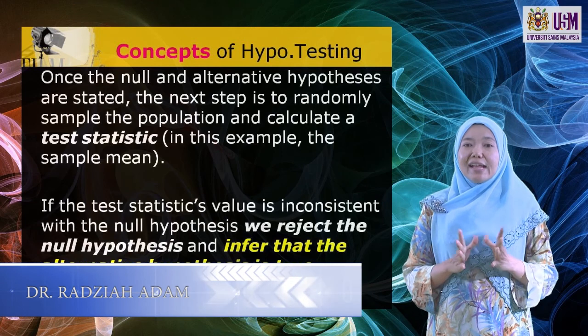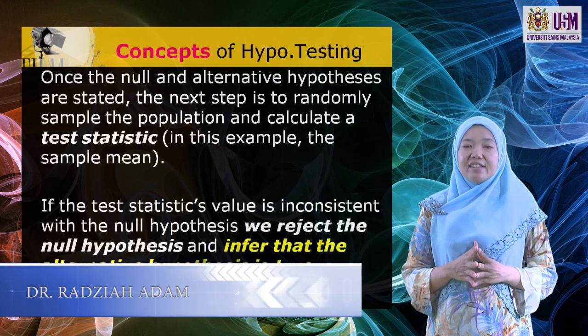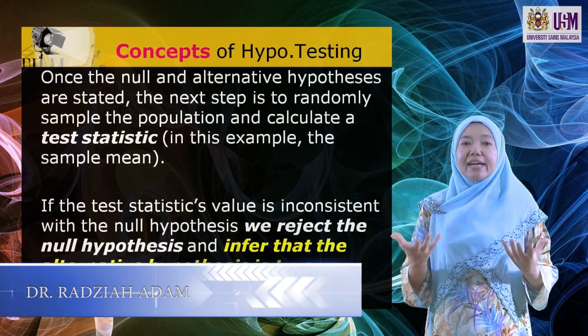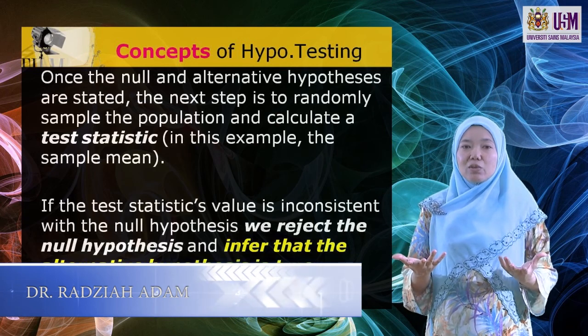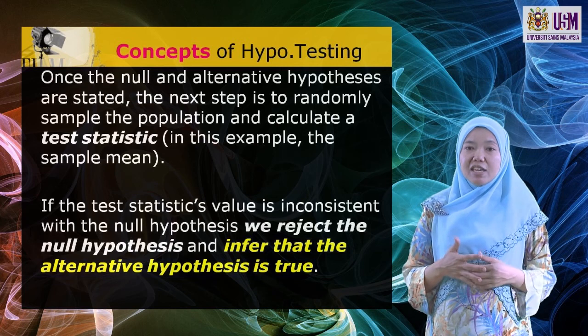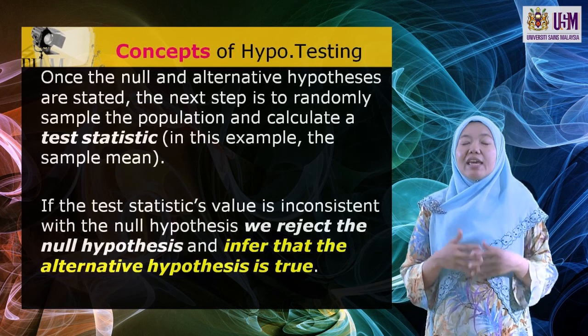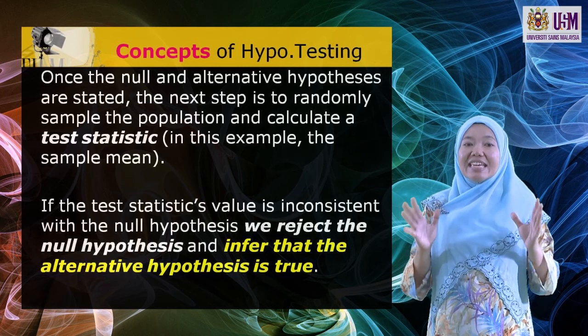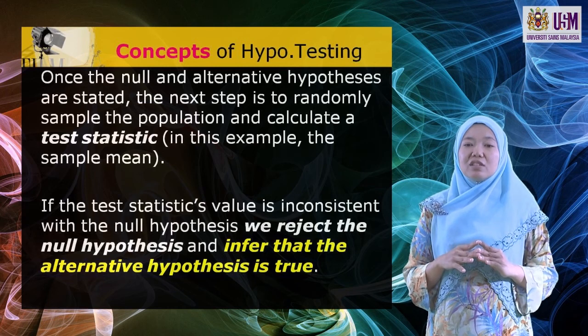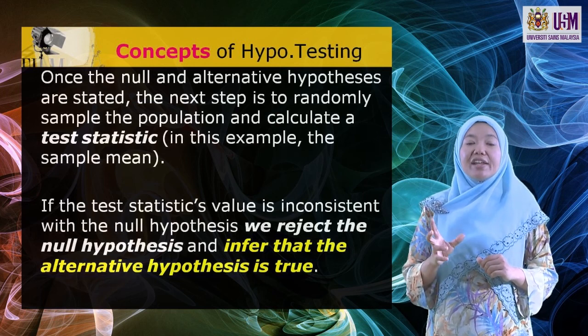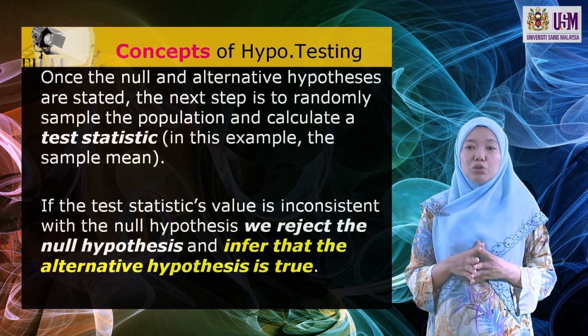Once the null and alternative hypotheses are stated, the next step is for you to randomly sample the population and calculate the test statistic. This is where the computation comes in. In this example, you need to calculate the sample mean. If the test statistic value is inconsistent with the null hypothesis, then we reject the null hypothesis and we infer that the alternative hypothesis is true.